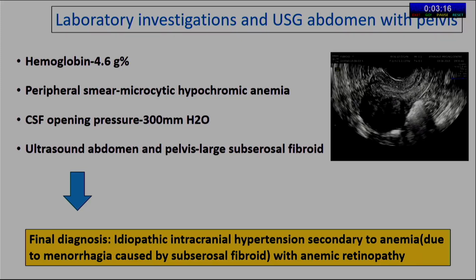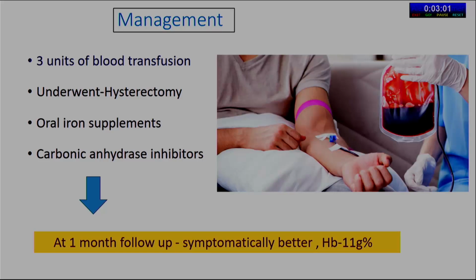So based on the clinical examination, lab investigation and radiological examination, we came to a final diagnosis of idiopathic intracranial hypertension secondary to anemia due to menorrhagia caused by subserosal fibroid with anemic retinopathy. She was managed with 3 units of blood transfusion, then she underwent hysterectomy, and along with that she was given oral iron supplements and carbonic anhydrase inhibitors. At 1 month of follow-up, she was symptomatically better and her hemoglobin was raised to 11 gram percentage.